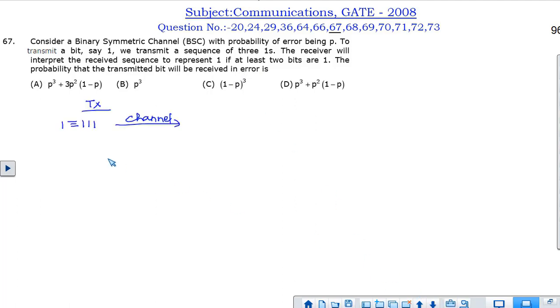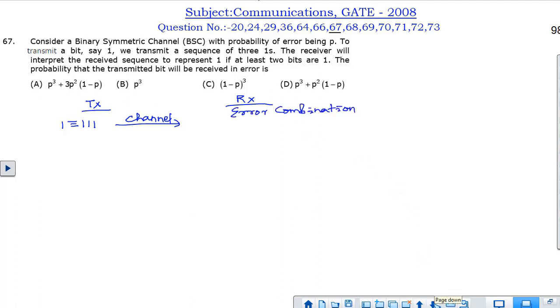So at the transmitter, 3 one bits are transmitted, and these will be affected by the channel. And at the receiver, the logic for the detection is: of the 3 one bits transmitted, if at least 2 bits are 1, then that will be treated as 1, else 0. We have to find out what is the probability of error at the output.